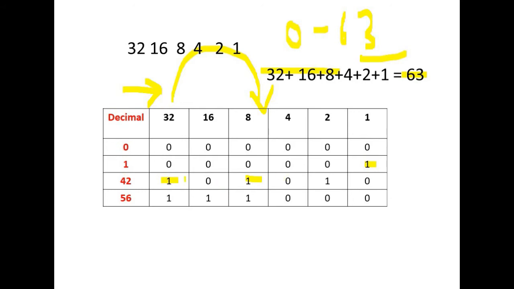For 42 we require 32, 8, 40 and then 2. It will be 42. And for 56, 32 plus 16 has become 48 and plus 8, 56. So it means all these 3 digits will be required and the rest will be 0. So with the help of the sum of weights method, we can find the binary number of any decimal number directly from the weights instead of the division method.